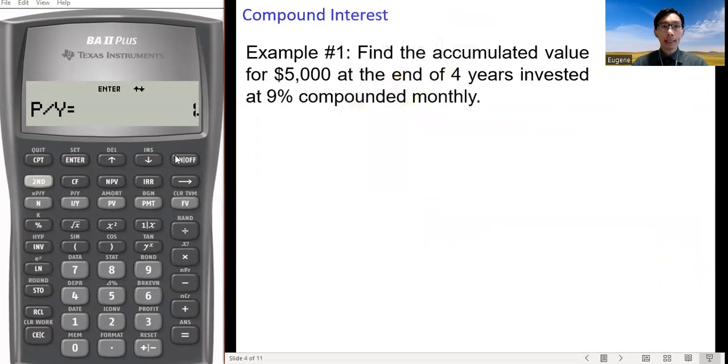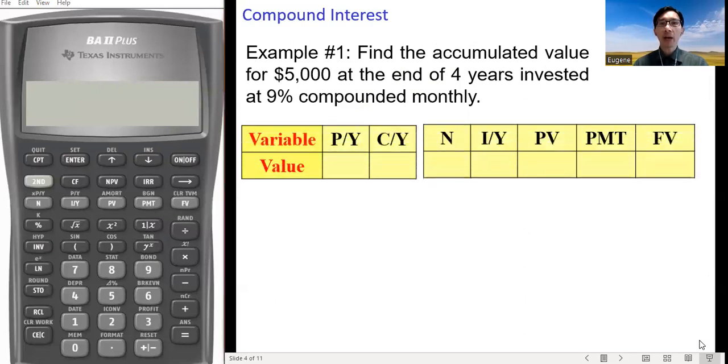Let's take a look at an example. Find the accumulated value for $5,000 at the end of 4 years, invested at 9% compounded monthly. Let's take a look at the corresponding variables, PY and CY. The interest rate is compounded monthly, so the value is 12. We input 12 for PY, and CY will be automatically set at 12.